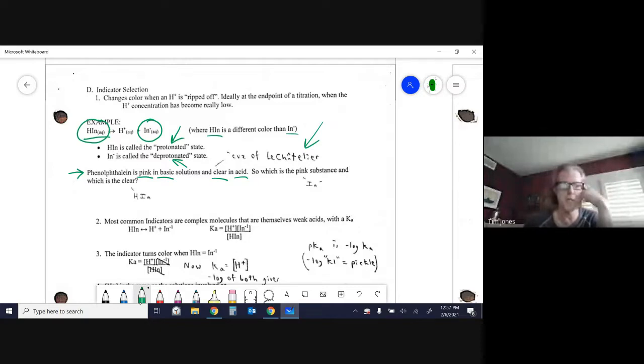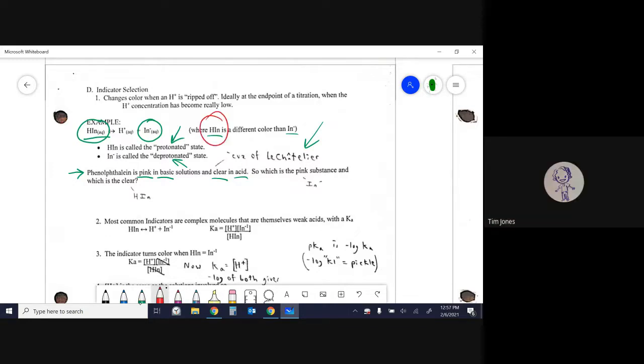So which is the pink substance and which is clear? In other words, I want to know which of these, HIn and In minus, is pink and which is clear. Well, it says pink is when it's in a base. Well, if it's in a base, it is going to pull the H plus off, and the amount of H plus is going to go down. That will shift equilibrium to the right, and it will be the deprotonated version.